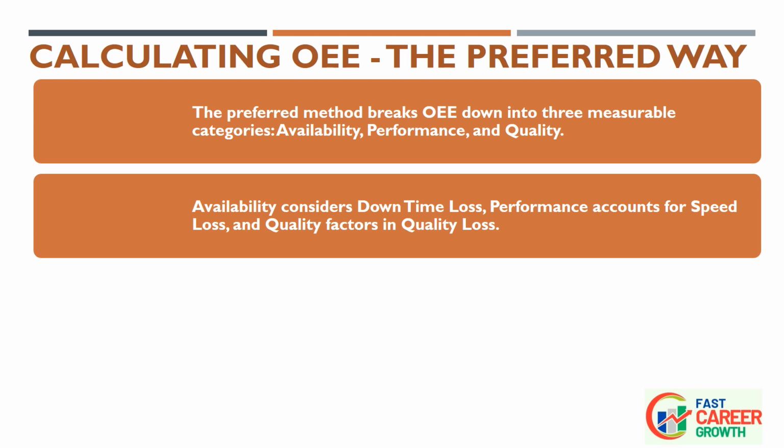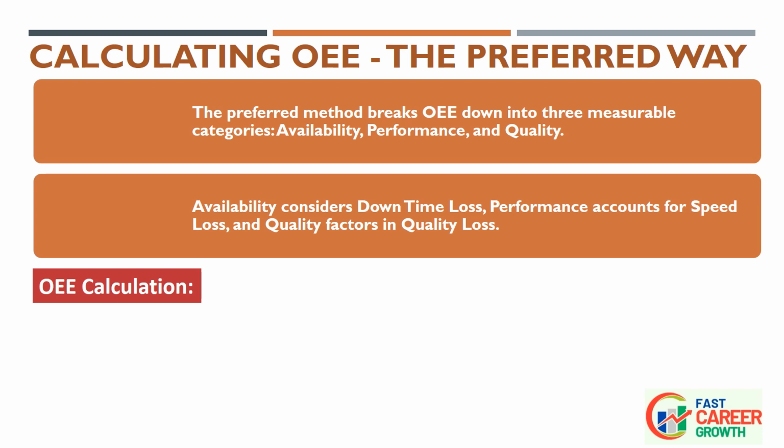What is quality? Quality takes into account quality loss, which factors out manufactured pieces that do not meet quality standards, including pieces that require rework. It is calculated as the ratio of fully productive time, fastest possible time for good pieces, to net operating time, fastest possible time for total pieces. In practice, it is calculated as good pieces divided by total pieces.